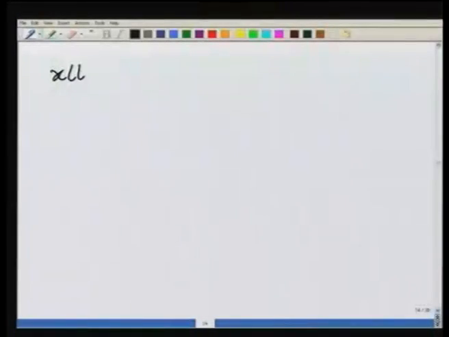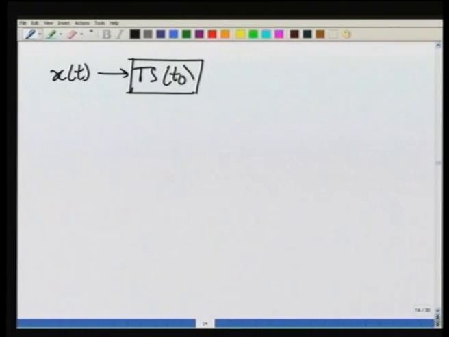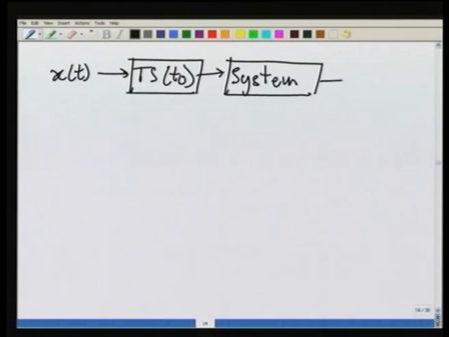Now, what we expect of time invariance, or what we understand from time invariance, is the following. If I have x(t) and apply it to Ts of t0, then apply it to the output of this Ts of t0 to the system, I get an output which I will just call y(t) for now.